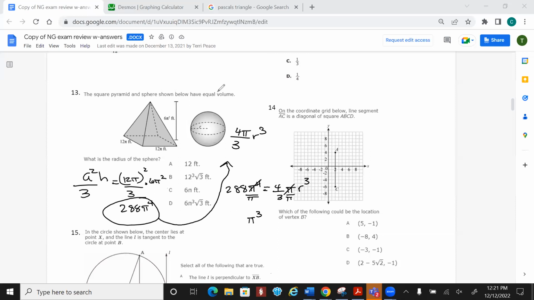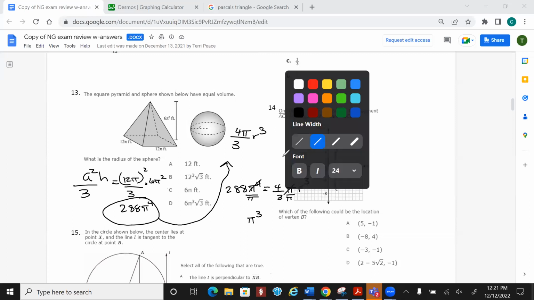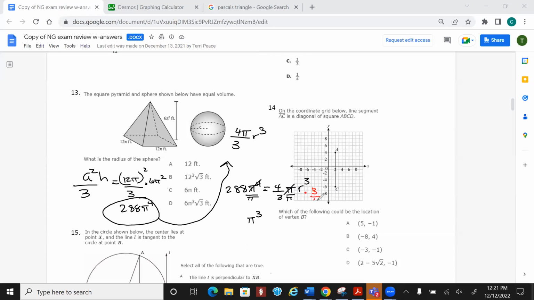If we want to get rid of this 4/3, that's the same thing as multiplying by 3/4. 288 times 3 is going to get us 864, divided by 4 is going to give us 216 pi cubed. And then we're going to take the cubic root. When we take the cubic root of 216, that's going to give us 6 pi. So that's going to be C as our answer.